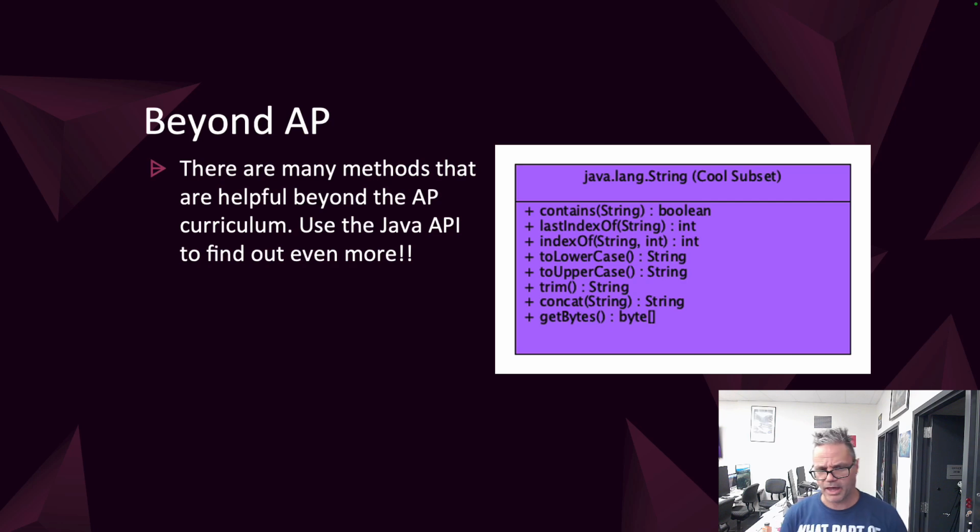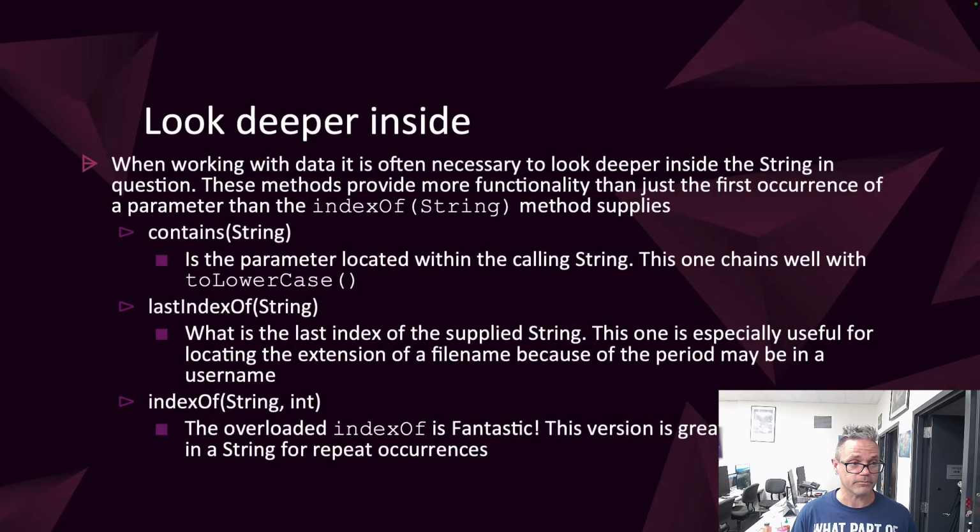If we want to go beyond that, we have some more subset things we have to have. We have contains, last indexOf, indexOf with 2 parameters, the toUpperCase and toLowerCase methods, .trim, concat, and getBytes. And so you can find, again, the Java API for even more information. If you want to look deeper inside the string, the contains method is really great. I just want to know, does it exist? Yes or no? Cool, great. Contains gives me that. It's also great to combine that with .toLowerCase because you can look and see if any of that part of the string is in there. It's great for doing more advanced searches with that.